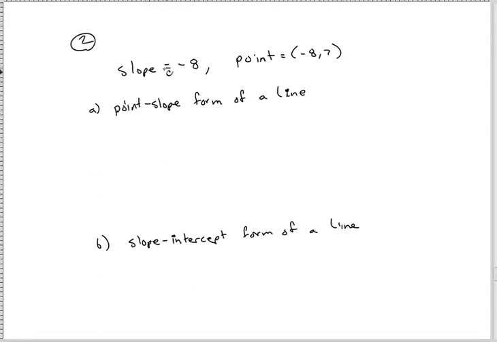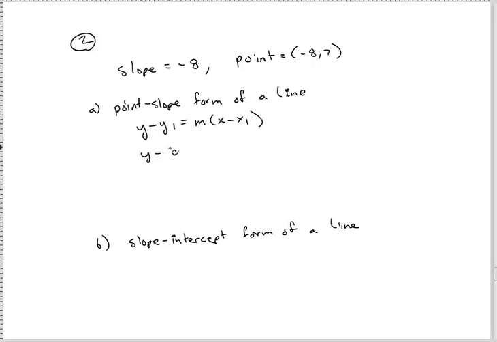Cool. So let's keep on cruising. Number 2, they give me a slope, they give me a point. They say find the point slope form of the line. And so what they're wanting is y minus y1 is equal to m times x minus x1. That's your formula. We're going to plug it all in, and there we go.